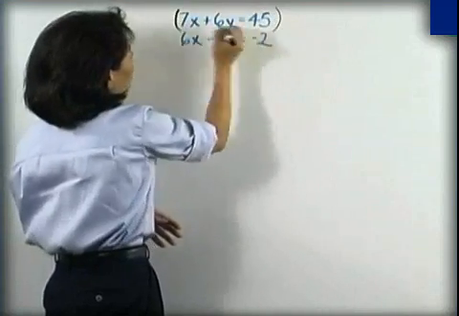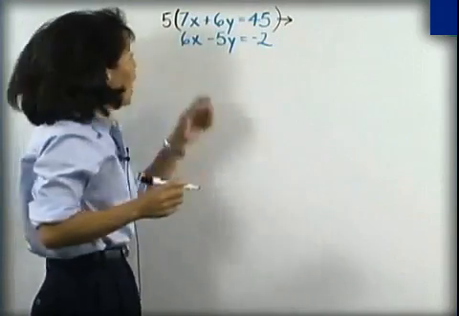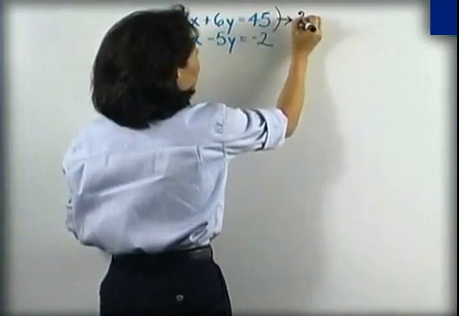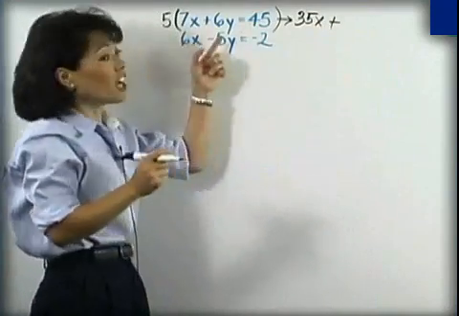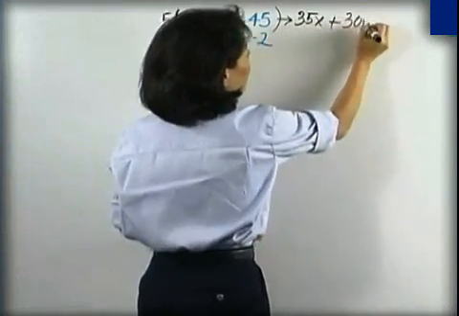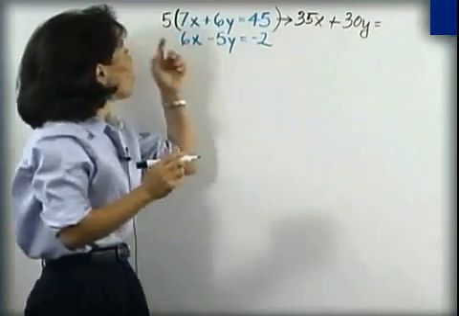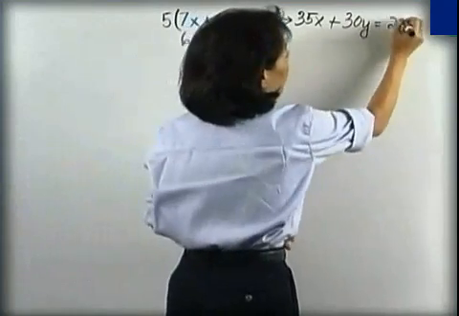Again, I'm going to multiply this top equation by 5. When I do, I'm going to get 7 times 5, or 35x, plus 5 times 6, there is my 30y, and that's equal to, I've got 5 times 45, or 225.